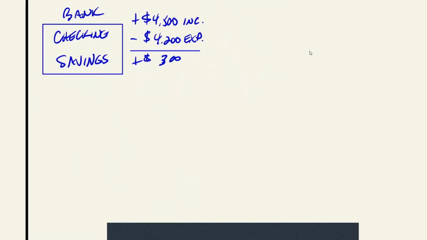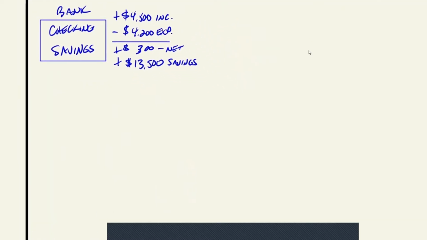So 3 times that $4,500, let's say you have $13,500 in savings. So that's your net. Now, what you typically do is you're going to take a mortgage to buy your home because you need that extra $100,000 in this example to buy that.